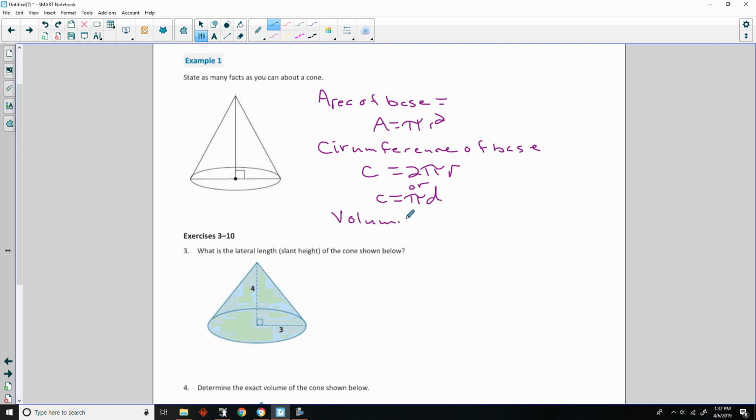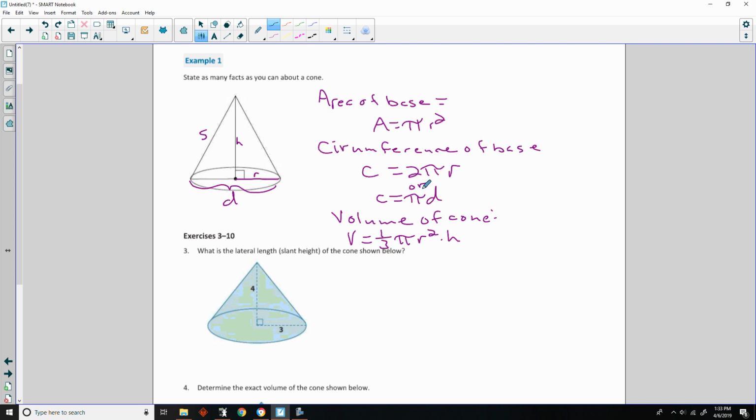Volume of the cone, of the whole cone now, the volume of the cone would be 1/3 pi r squared times height. Where this is S, this is H, this piece here would be the radius, and this piece here would be the diameter.